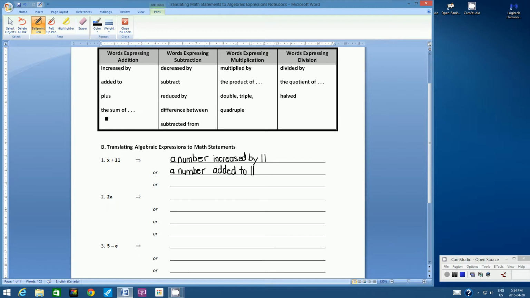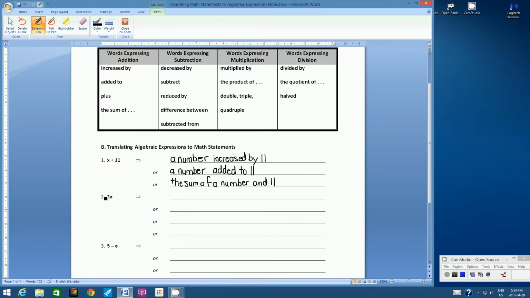Okay, now let's skip this one, and how about we write our last one using this phrase, the sum. You notice how these say or. See, these mean the same thing, they're just different ways to say it. So how about we use the sum? So, the sum of a number and 11. Okay, so that's 3 different examples, all meaning the exact same thing, x plus 11.